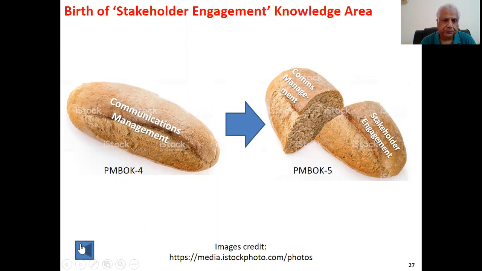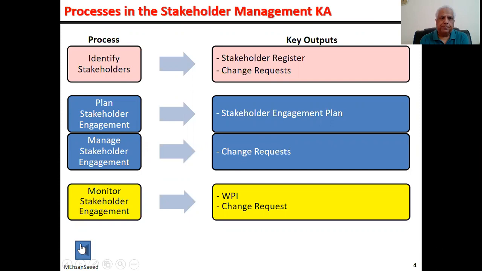Stakeholder engagement comprises four processes. One identifies stakeholders, which is in the initiation process group, and it leads to a very important output, the stakeholder register. I'll talk about it in a little more detail later. Then two planning areas, plan stakeholder engagement and manage stakeholder engagement, and a very important output in the form of stakeholder engagement plan. And then the sole process in the monitoring and control process group, monitor stakeholder engagement.